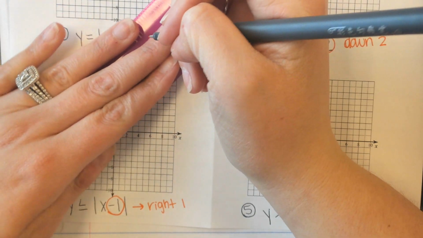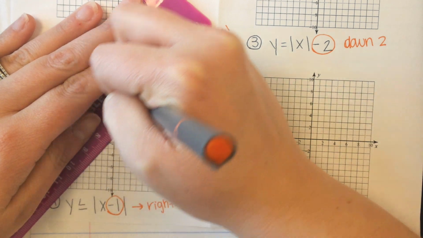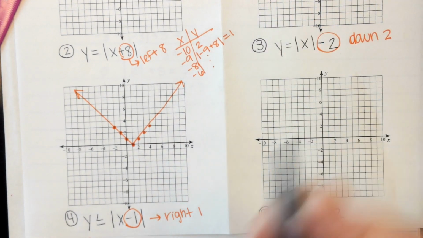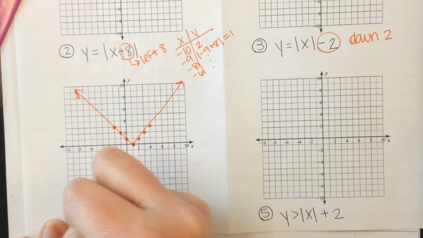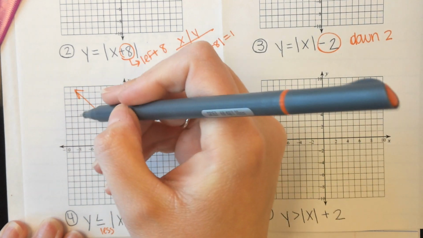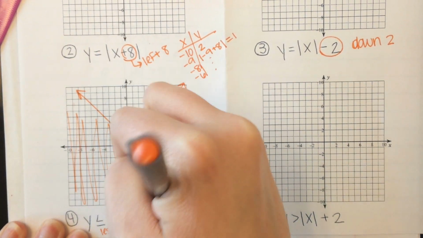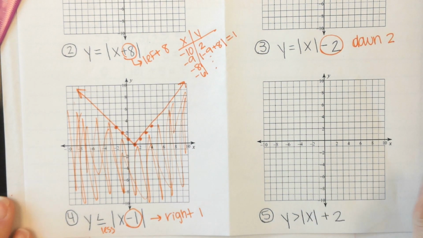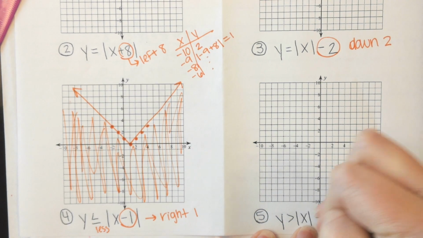All right, and I need to go all the way across the graph, extend the lines. I didn't do a very good job there, but you all get the idea. Now, is that less than or greater than? That is less, so that means we're going to shade below. So you're going to shade below the shape. Okay, and that's it.